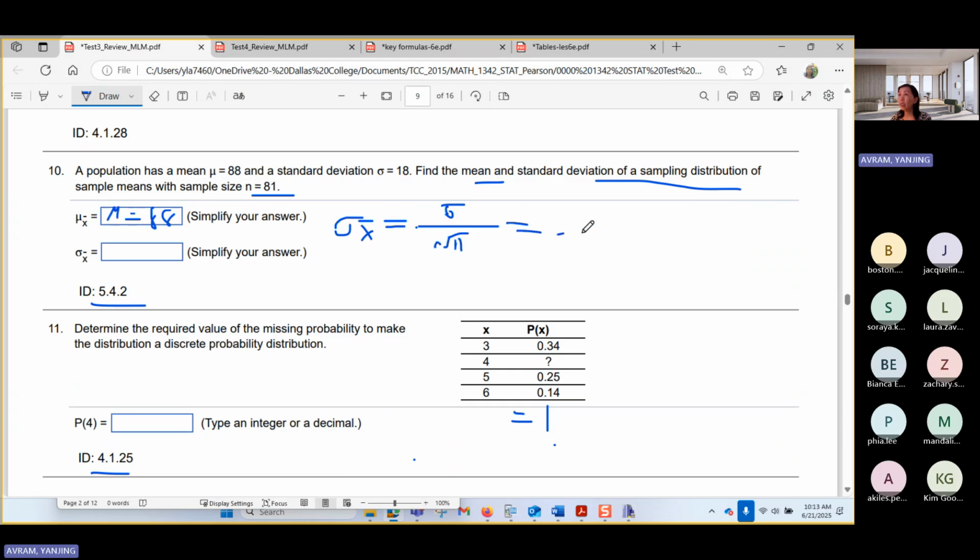And the sigma is 18, and n is 81, right? Then square root of n. Everyone knows the square root of 81 is equal to 9, right? If you don't remember that, you can still use a calculator. But 9 squared is 81, so the square root of 81 is 9. And then this division will be just equal to 2. So this calculation is also pretty straightforward, right?